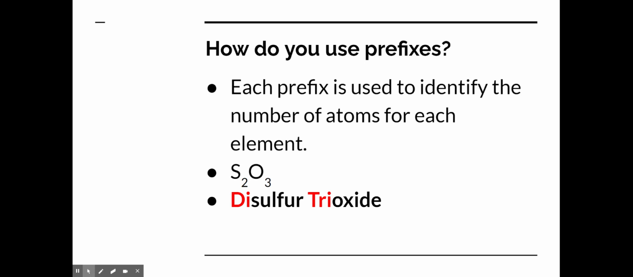Ta-da! Di means 2, 2 sulfurs. Tri means 3, 3 oxygens. And no, this isn't a sulfate. It's not a polyatomic group. It's 2 lonely non-metals choosing to share electrons.